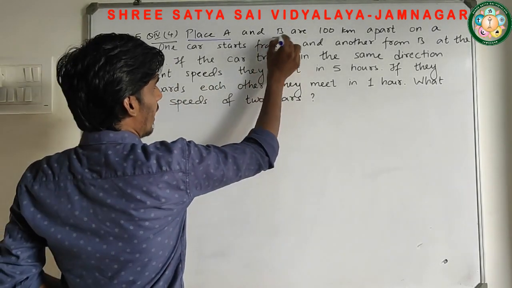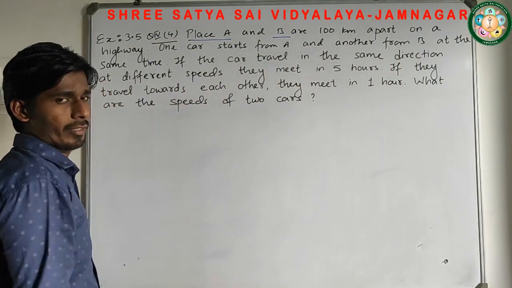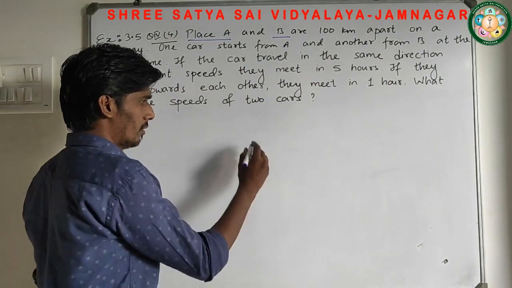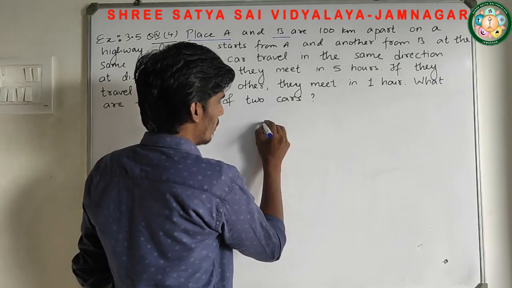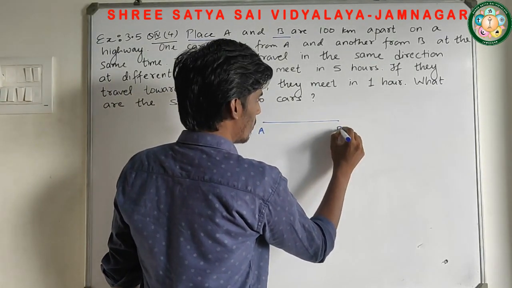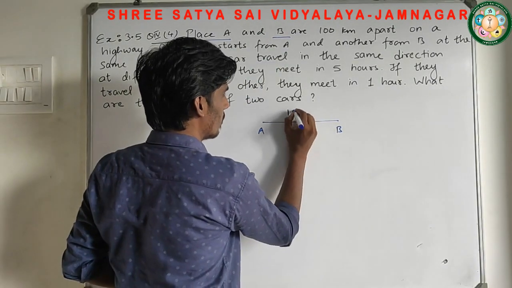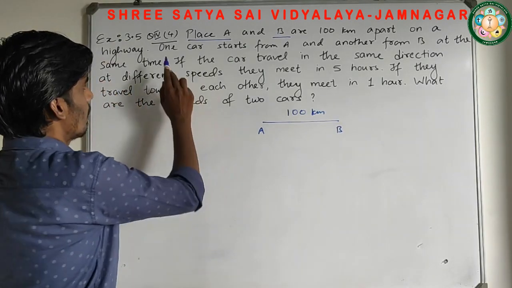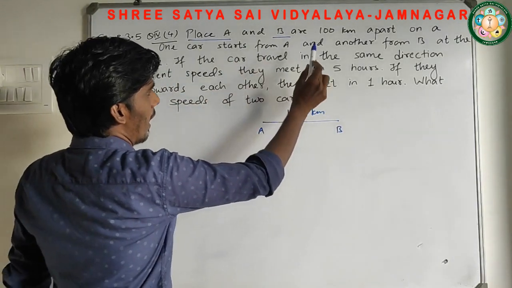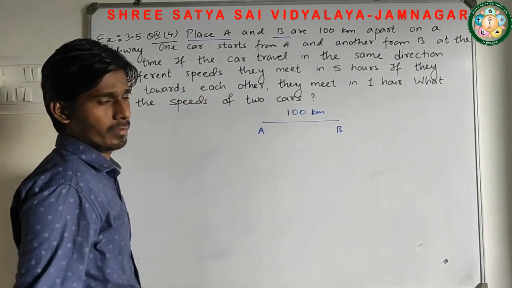Places A and B are 100 kilometers apart on a highway. So 2 points are given. Say this is position A and say this is position B. The distance between these two is how much? 100 kilometers. One car starts from A and another car starts from B at the same time.